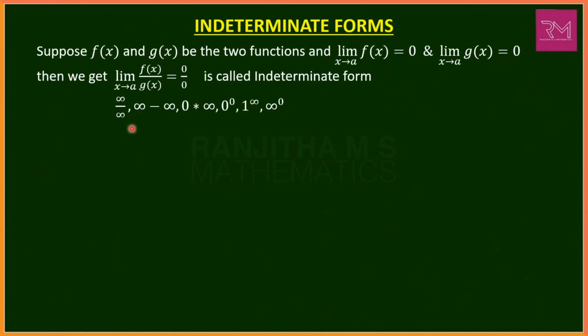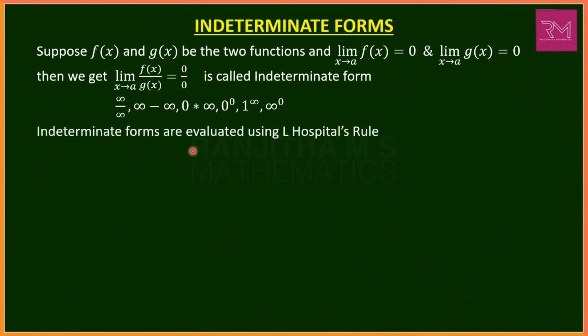Basically, we have 7 types of indeterminate forms, that is 0 by 0, infinity by infinity, infinity minus infinity, 0 into infinity, 0 power 0, 1 power infinity, infinity power 0. These are all the indeterminate forms. The forms which cannot be determined are our indeterminate forms. Indeterminate forms of the type 0 by 0 and infinity by infinity are evaluated using the rule called L'Hospital's rule. We shall see the working procedure to solve using L'Hospital's rule.